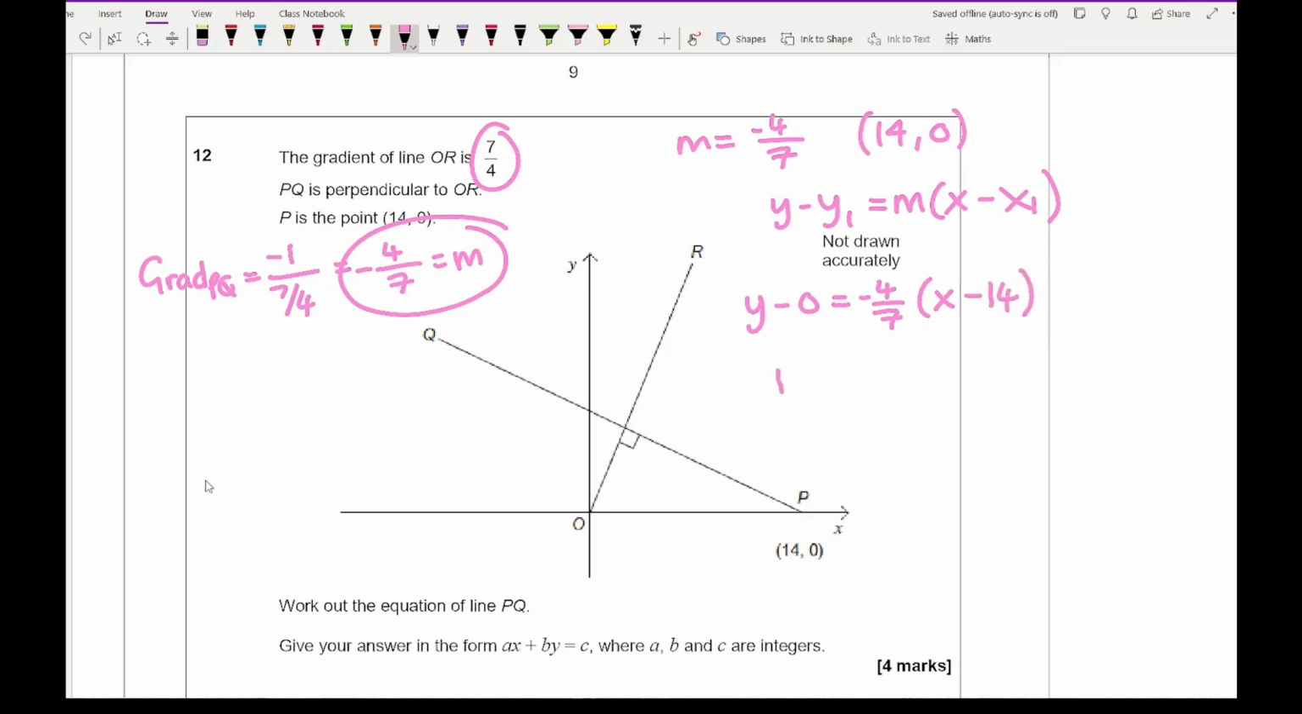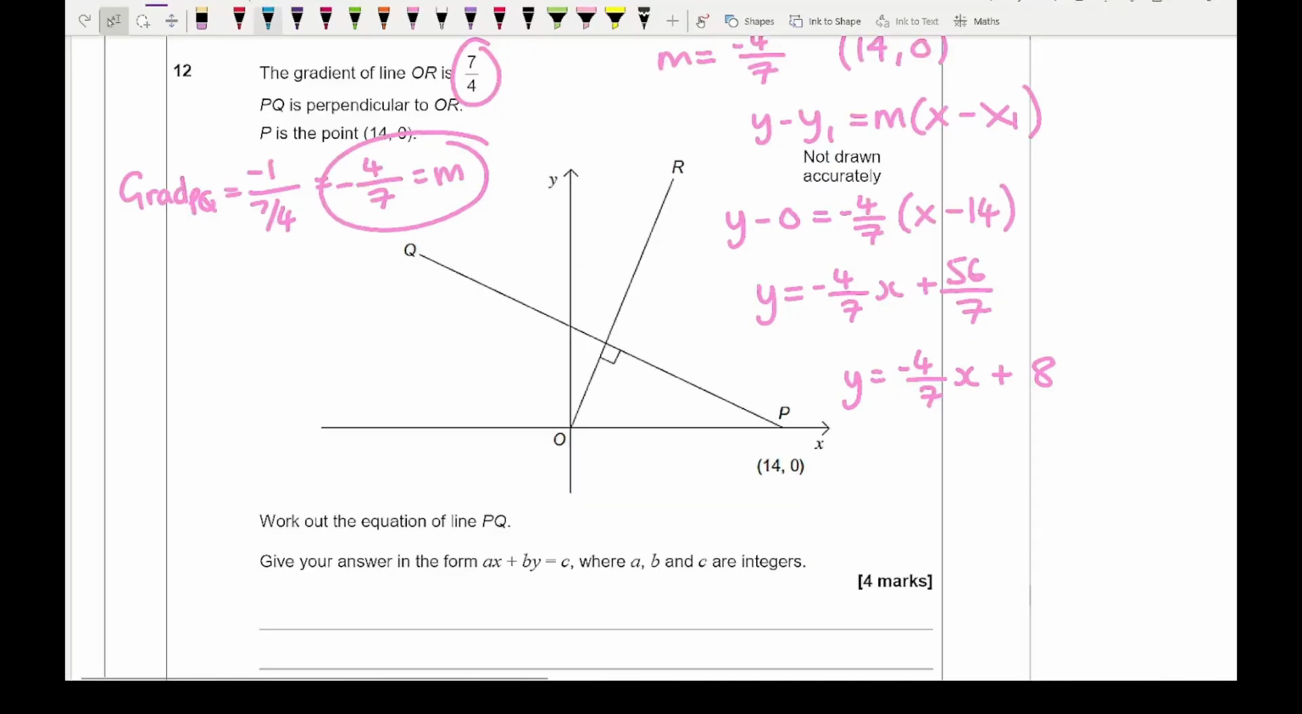Then expanding the brackets, I get y equals minus 4 over 7x. Then minus 4 times 14 is minus 56, so it's going to be plus 56 over 7. 56 over 7 is 8. So it's y equals minus 4 over 7x plus 8.